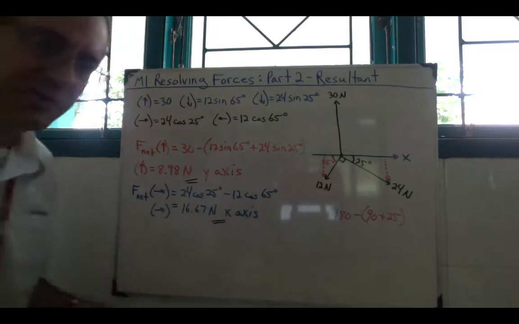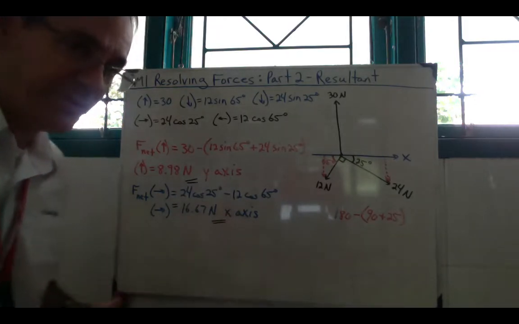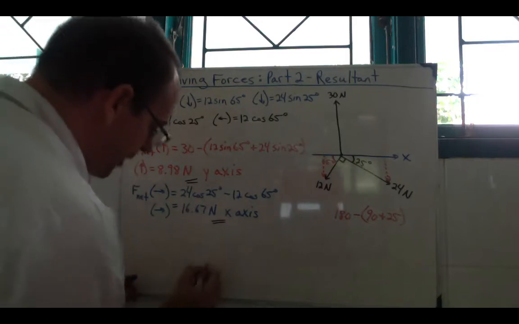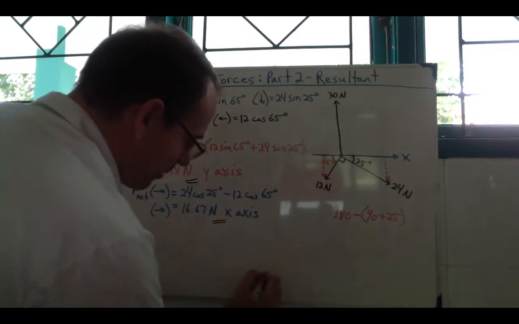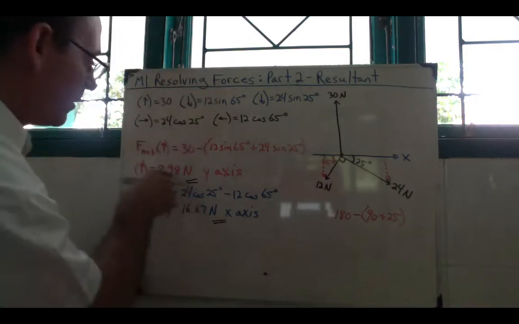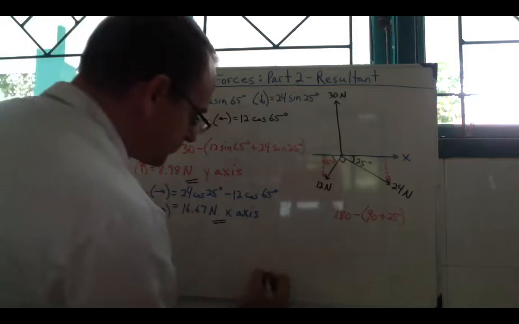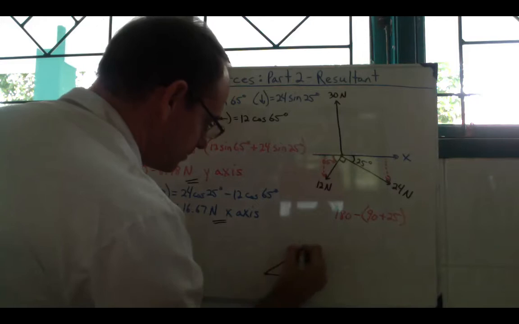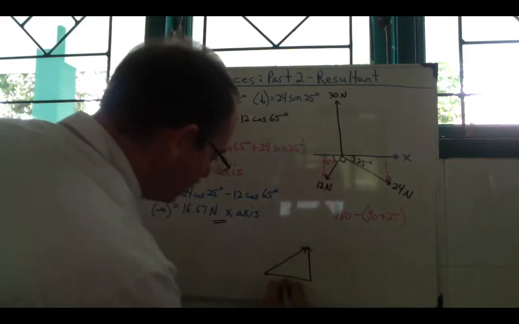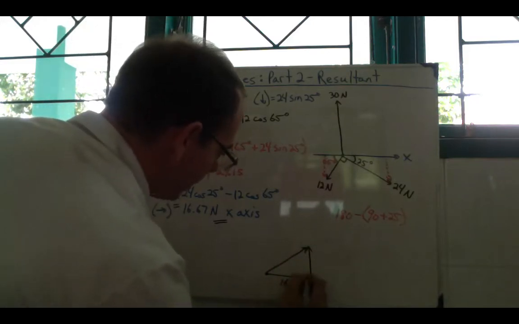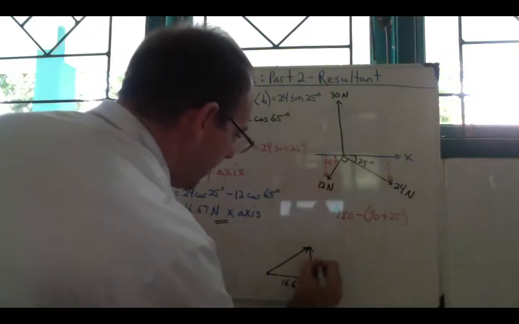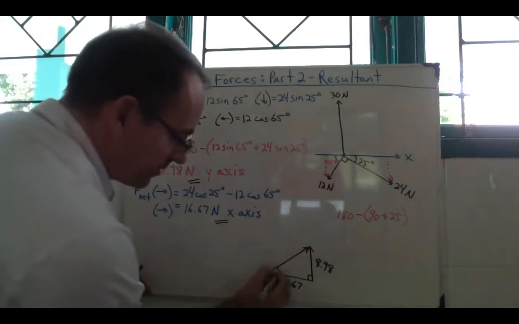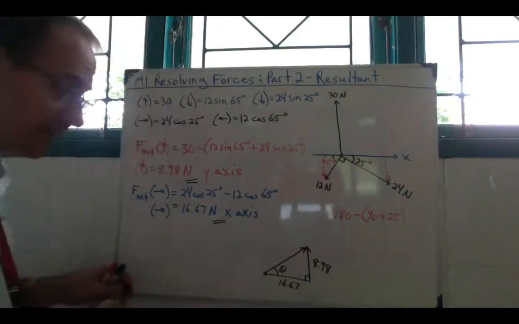Then it wants us to find the direction of this resultant force. From our point of reference, we are going to the right and up. We are going 16.67 to the right, and we are going 8.98 up. And what we want to find is this angle right in there.